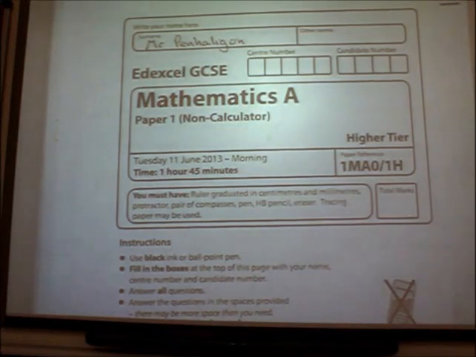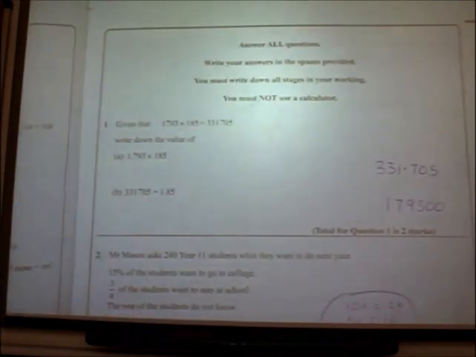This is the 11th of June 2013 non-calculator higher exam paper. Question number 1. Let me zoom in.